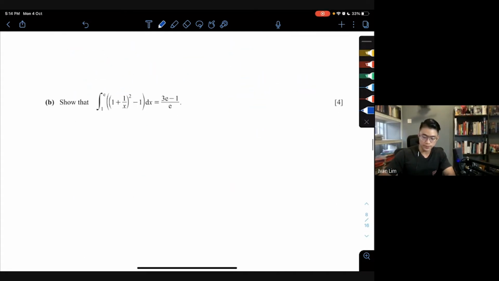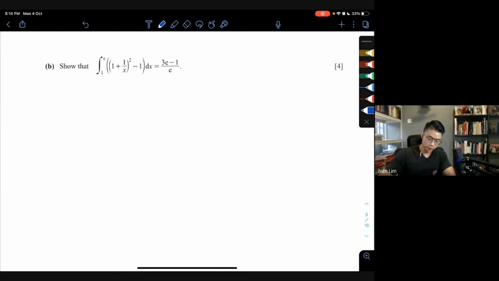Okay, question B. Show that the integral from 1 to e. No plus c. Let me see. The mark scheme sometimes says plus C is optional, but in this case, they never put a bracket to it. So you have to write 5 theta plus C. So you lose 1 mark there.